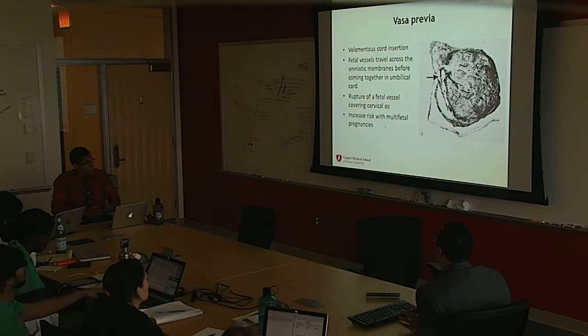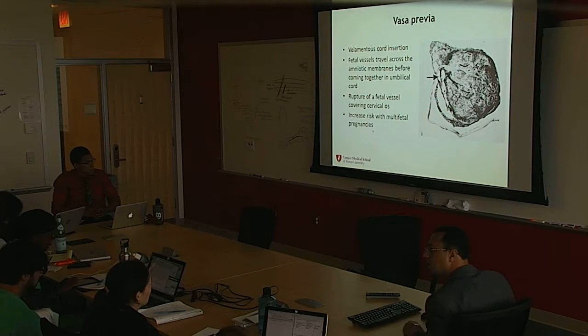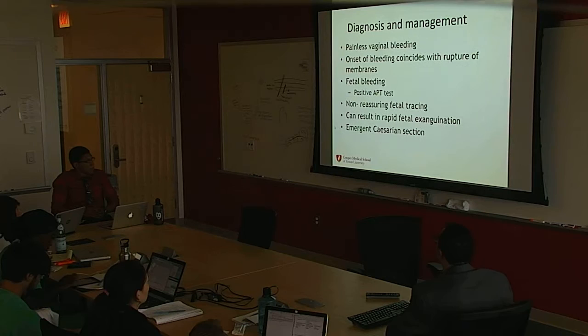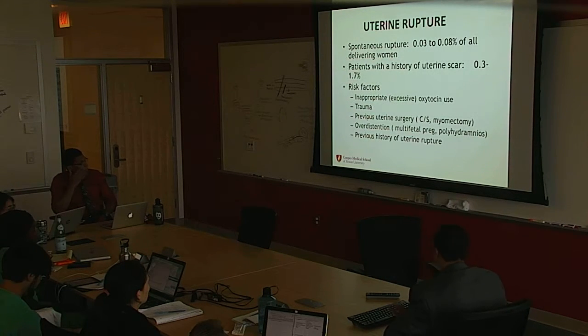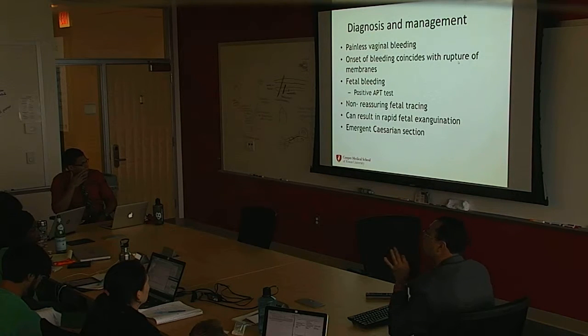This is increased risk in multi-fetal pregnancies because they can also have vessels in the membranes between the two placentas. It's painless. Most bleeding is constant with rupture of membranes, and it's fetal bleeding. It's blood from the baby.